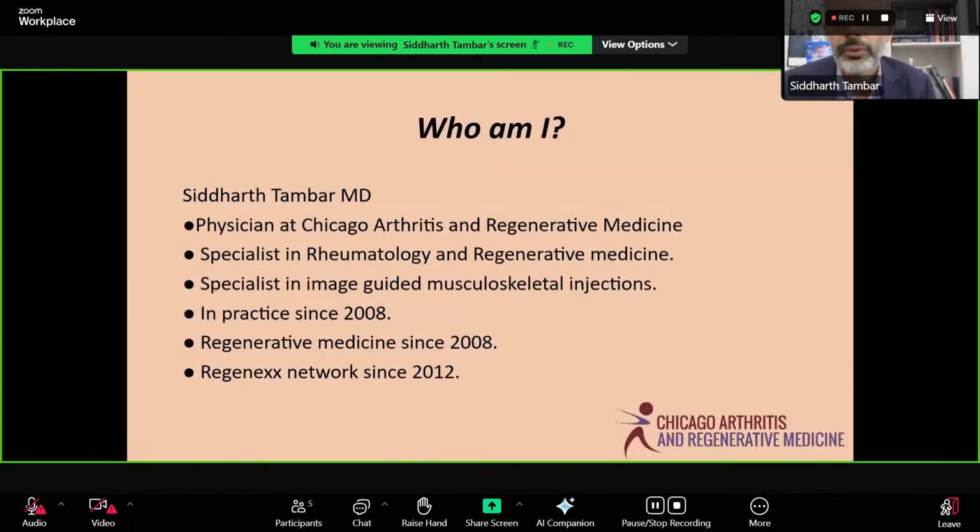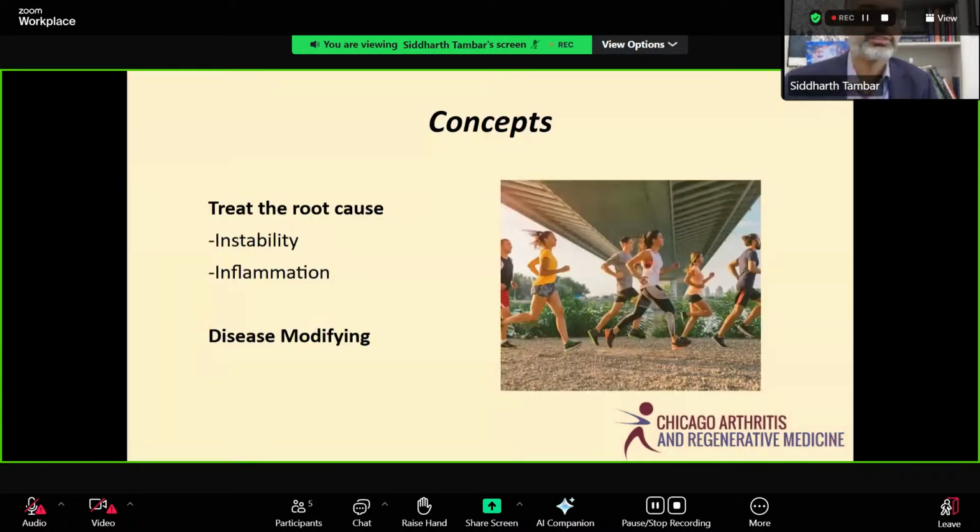So briefly about who I am. My name is Siddharth Tambar, physician here at Chicago Arthritis and Regenerative Medicine, specialist in rheumatology and regenerative medicine. In practice since 2008, involved in regenerative medicine since 2008, and in the Regenix Network since 2012. The Regenix Network is the largest group of physicians who are collaborating and working together in regenerative medicine, sharing best practices and ideas to help our patients get better results.